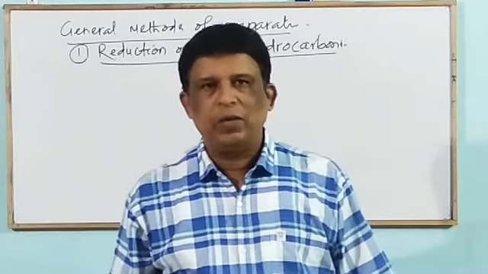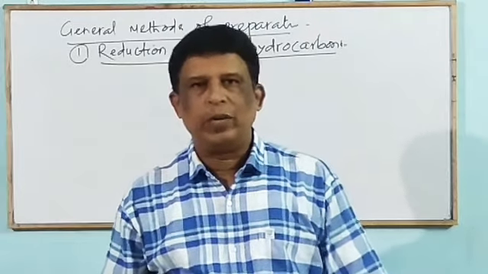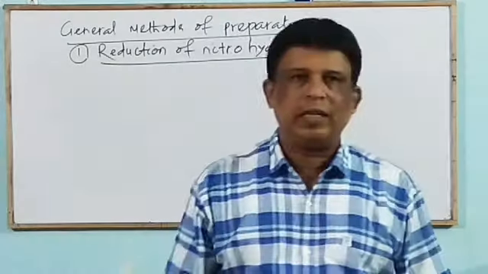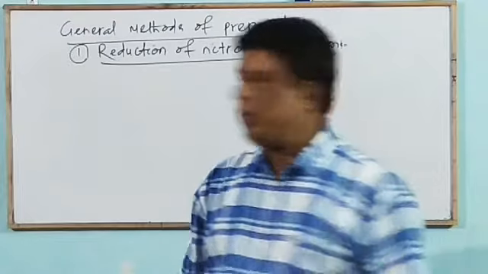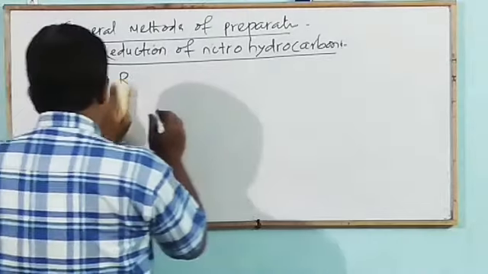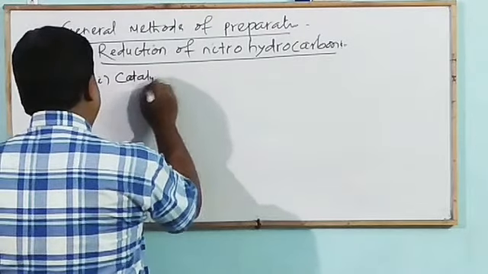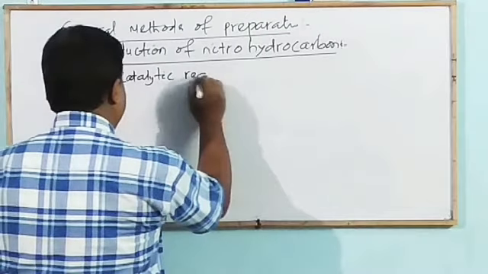Nitrohydrocarbon is easily reduced to the corresponding amine in different ways. There are three different ways. Let us discuss one by one. Way one is catalytic reduction.